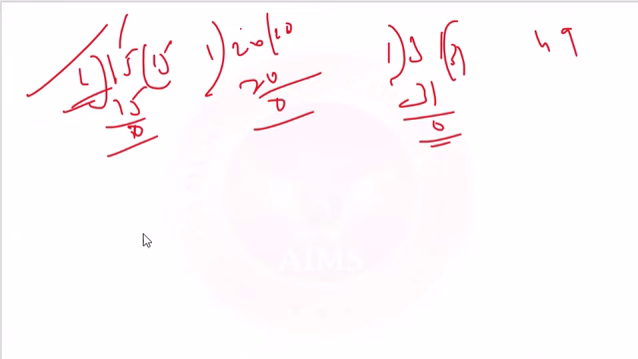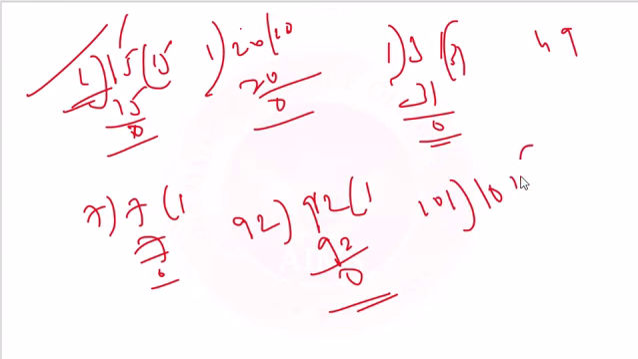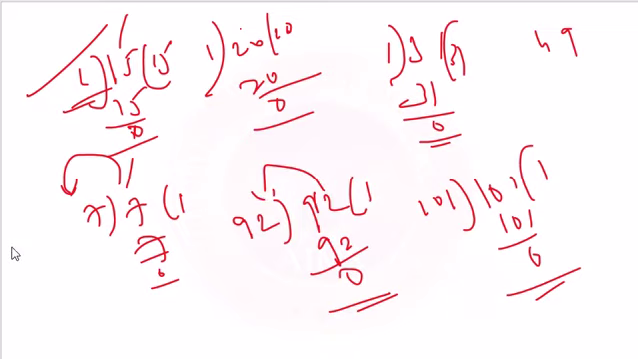Not only 1, if you take a number like 7, 7 is divisible by 7. 7 1 times 7, remainder 0. Or if you take 92, 92 is divisible by 92 because 92 1 times 92, remainder 0. Or if you take 101, 101 is divisible by 101, 101 1 times 101, remainder is 0. Means any number can be divided by the same number.